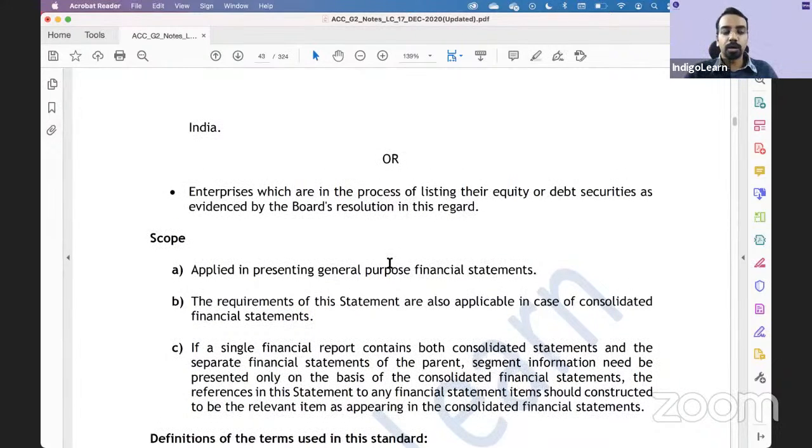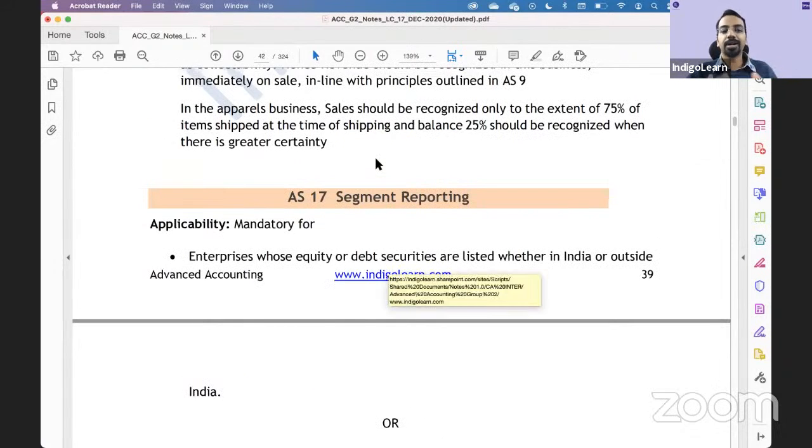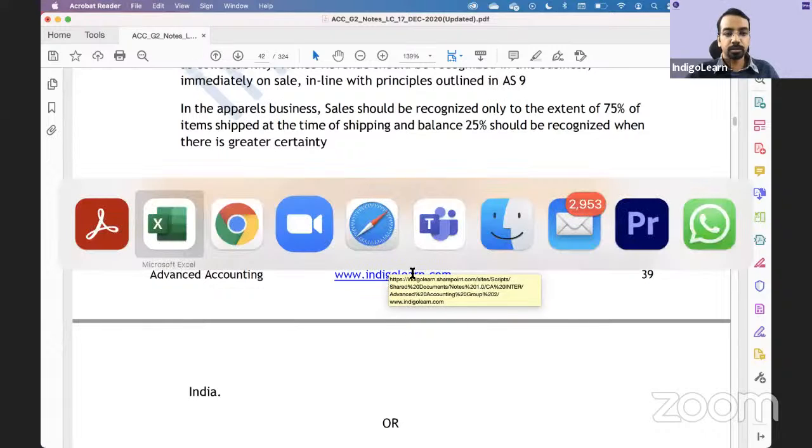Right. So we'll call off the session here today. We have covered accounting standards 4, 5, 7, and 9, and we'll try to cover 17, 19, 20, 22, 26, and 29 in the sessions coming up next. For these standards, if you have any question, you can let me know. I'll be happy to answer them, or if there is any other question from the standards.